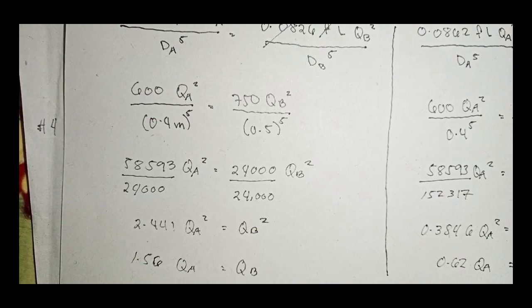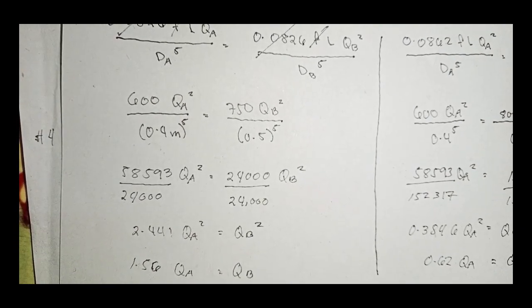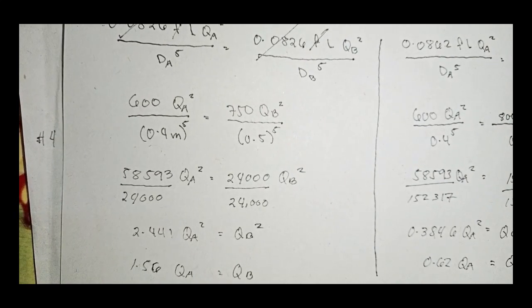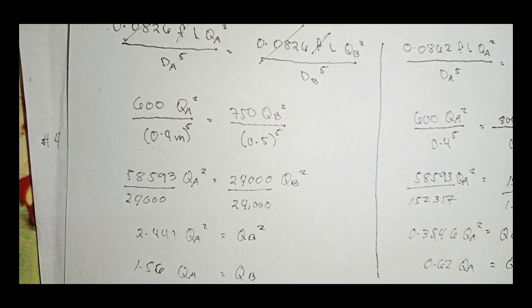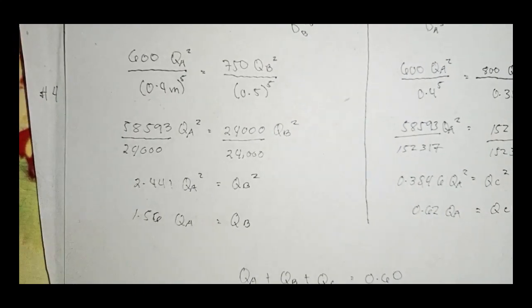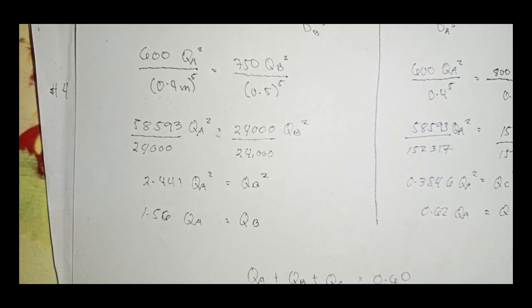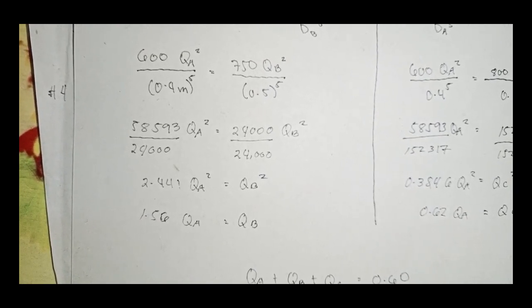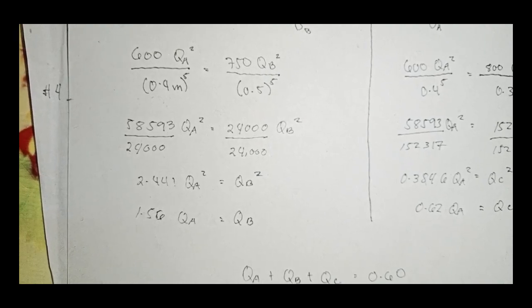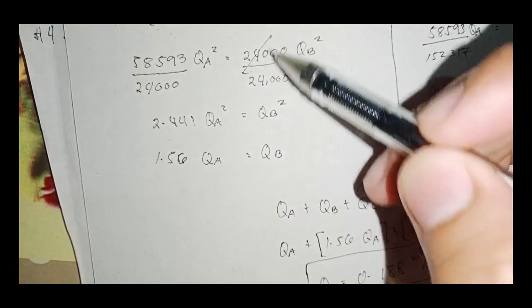600 divided by 0.4 to the fifth power is equal to 58,593, and 750 divided by 0.5 to the fifth power is equal to 24,000. Now we have an equation of 58,593 QA squared equals 24,000 QB squared. In order for us to get the QB, we need to divide each side by 24,000 for it to cancel out.